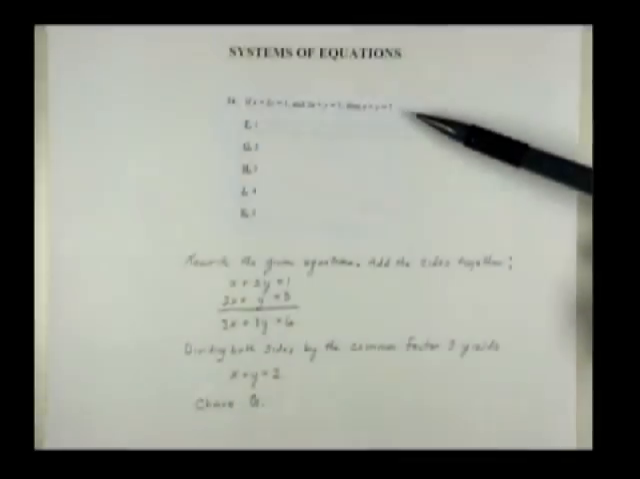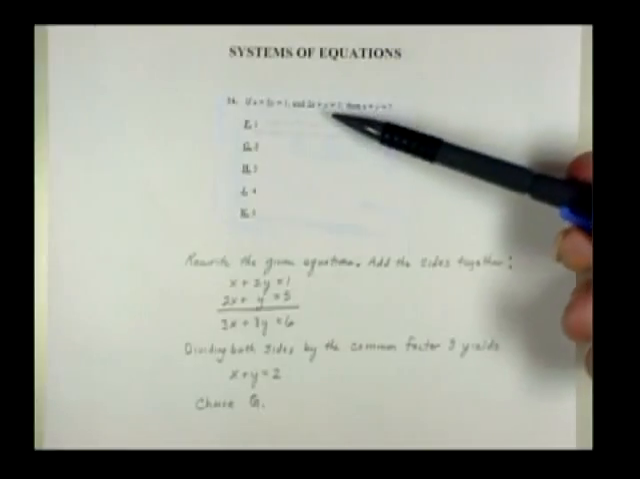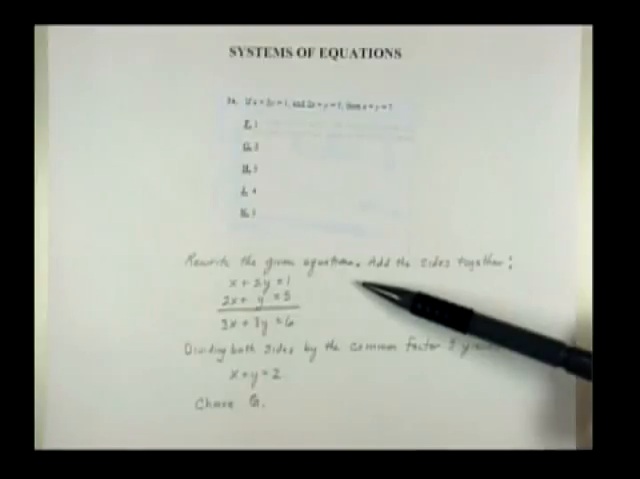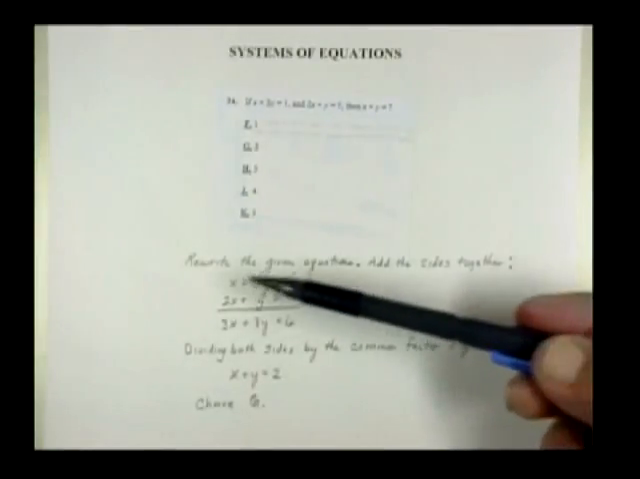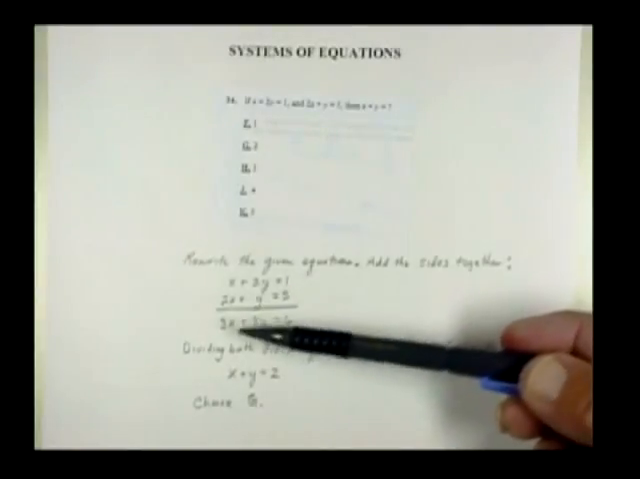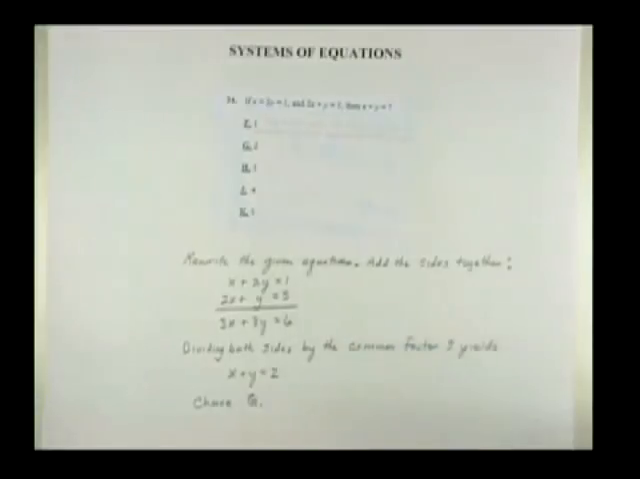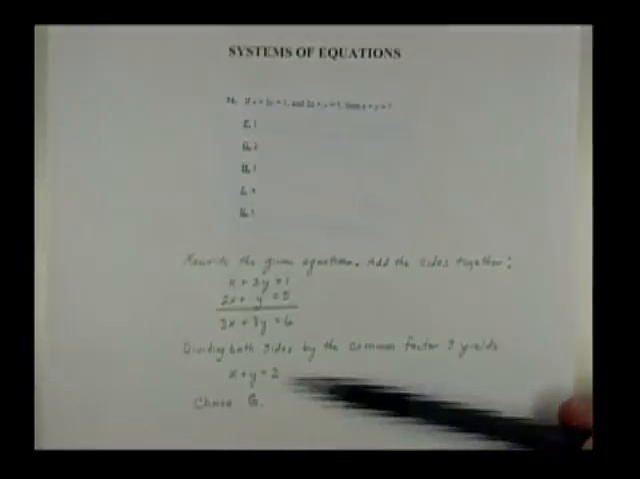In this problem, two equations are given, and you're asked to find the value of x + y. The first equation is x + 2y = 1. The second equation is 2x + y = 5. Rewrite the given equations and add the sides together. They've been written in a vertical form, and by adding the x coefficients, you have 3x, and the y terms become 3y, and the constants become 6. Dividing both sides by the common factor 3 yields x + y equal to 2. Choice G.